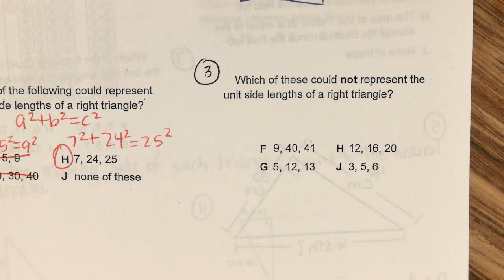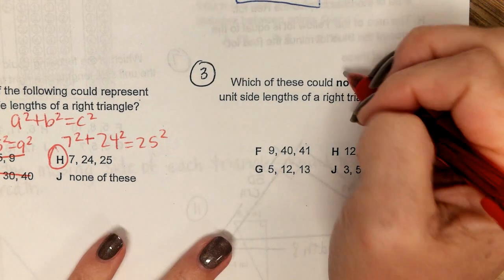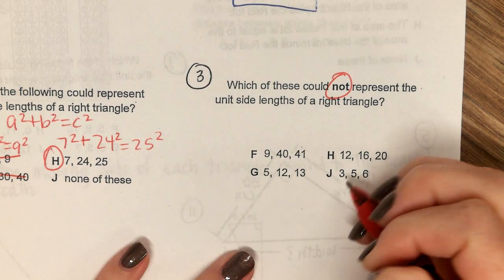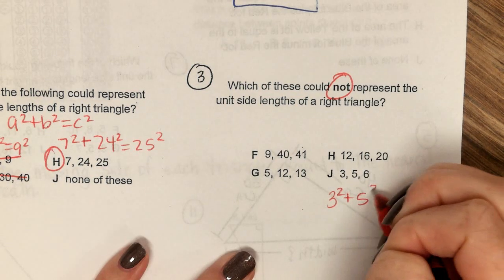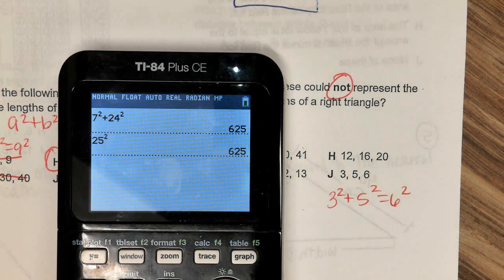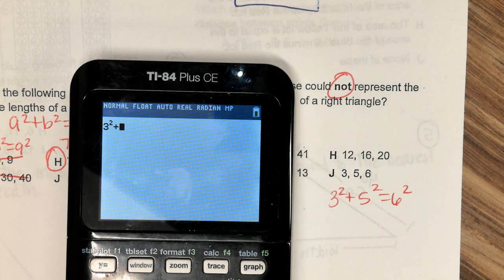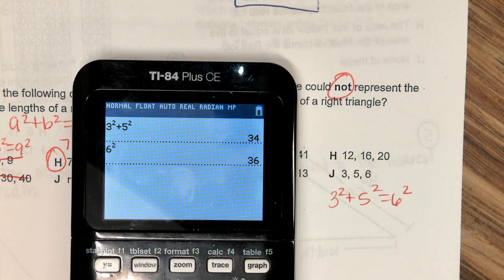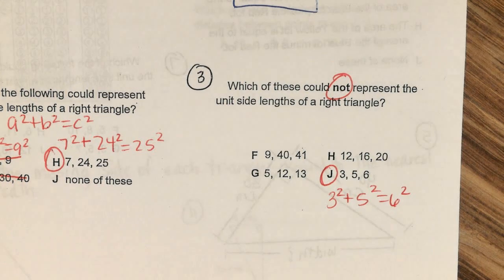Now be careful. Number 3 says which of these would not form a right triangle. So which one did y'all get? And we'll go test it. I got J. Y'all got J? Okay, let's go test it out. Is 3 squared plus 5 squared equal to 6 squared? We're looking for the one that is not. So 3 squared plus 5 squared, 6 squared. Are those equal? No. So that was the answer. That is not a right triangle.